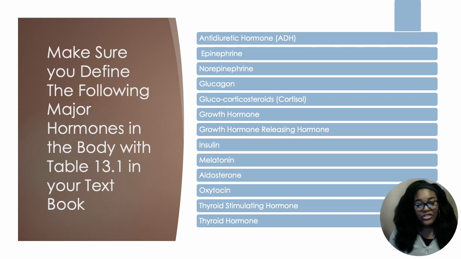This is just a reminder slide to make sure you define the following major hormones in the body. I want you to review antidiuretic hormone, epinephrine, norepinephrine, glucagon, cortisol, growth hormone releasing hormone, insulin, melatonin, aldosterone, oxytocin, thyroid stimulating hormone, and thyroid hormone. Make sure you look at those on table 13.1 in your textbook.